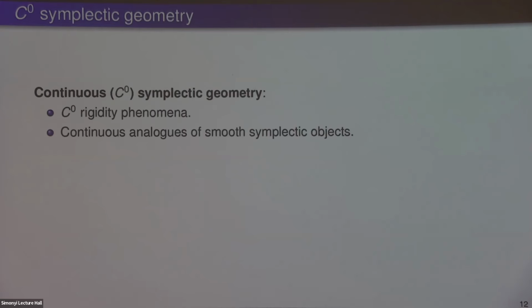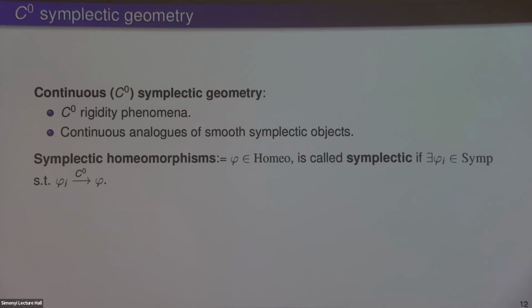We talked about that here around 8 years ago. And so this is a subject that studies such C0 rigidity phenomena and is concerned with continuous analogues of smooth symplectic objects. So the most basic and fundamental notion in the field is that of a symplectic homeomorphism. So we say a homeomorphism phi is symplectic if it can be written as the C0 limit of symplectic diffeomorphisms.